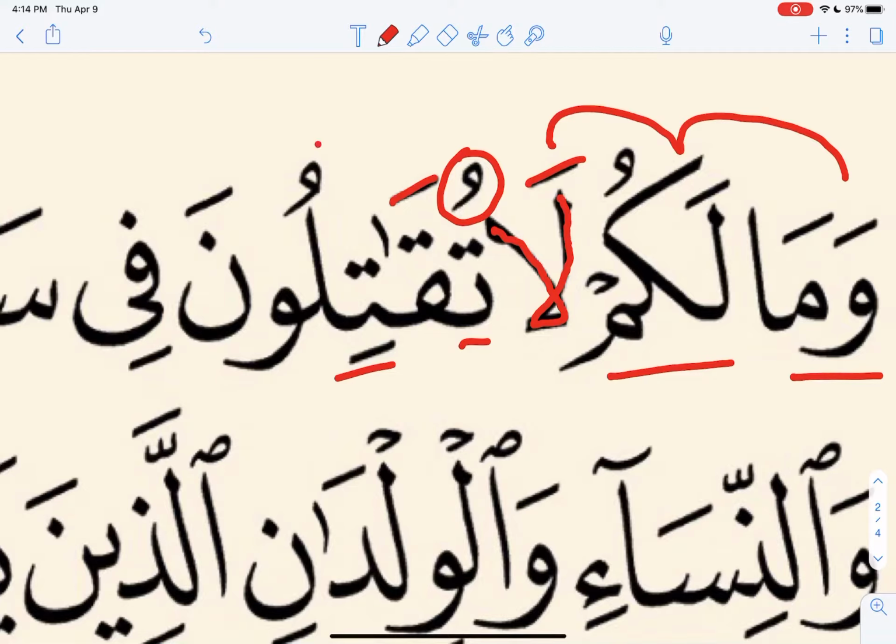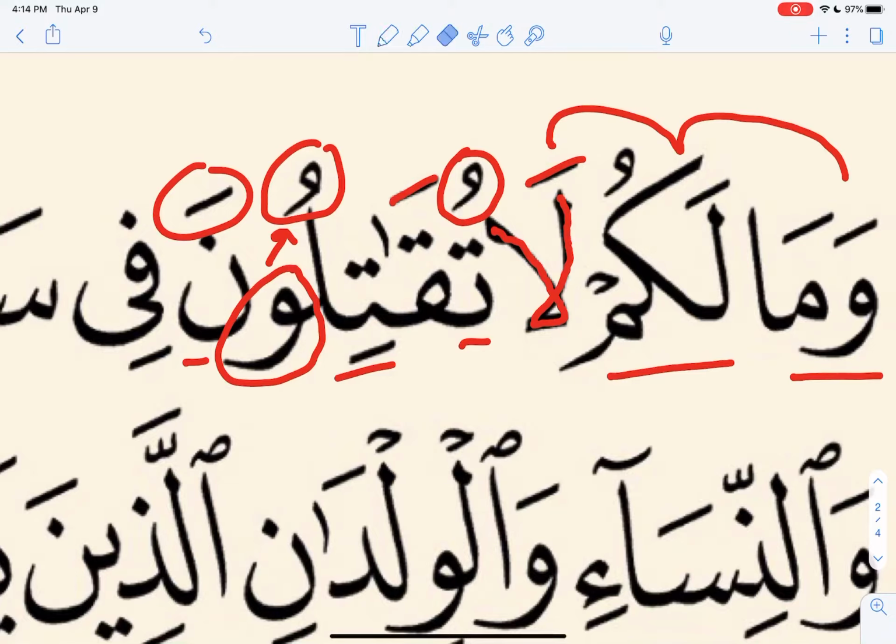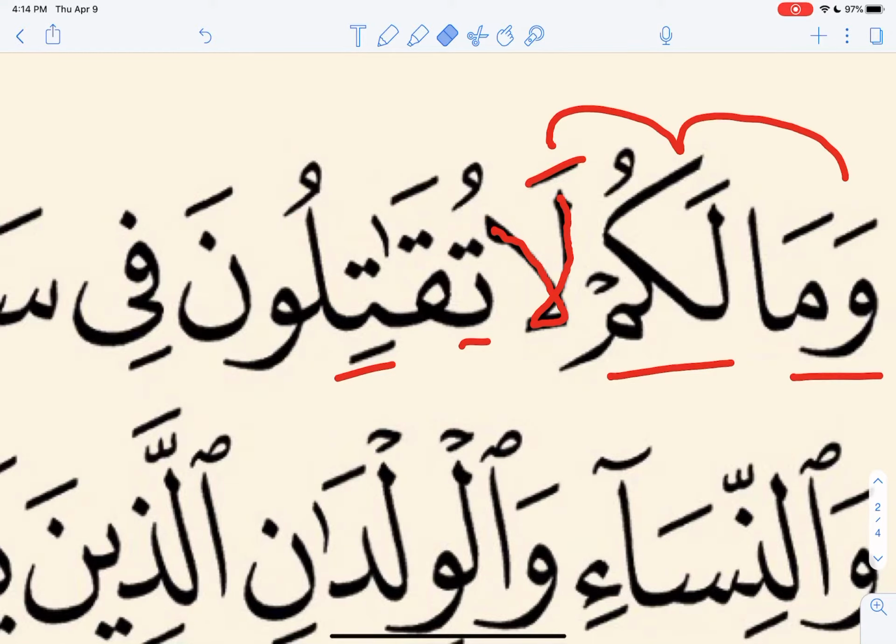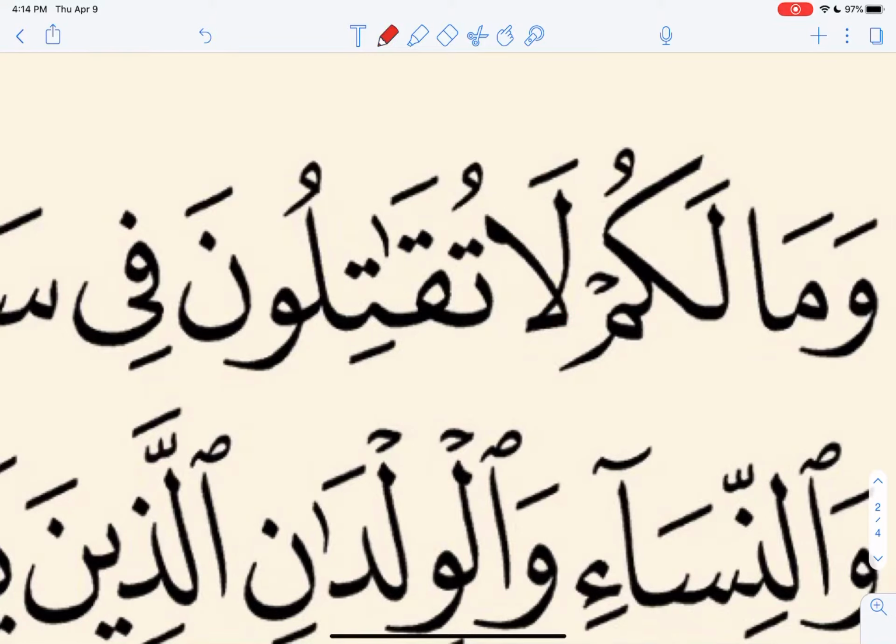And then we have lam dhamma, also followed by a harf mad because it's sakin and before it was a dhamma. So we're going to extend that. We're going to say lu, tuqatilu. And then we have a noon fatha, na. So what do we have so far? Tuqatiluna. So from the beginning, وَمَا لَكُمْ لَا تُقَاتِلُونَ.